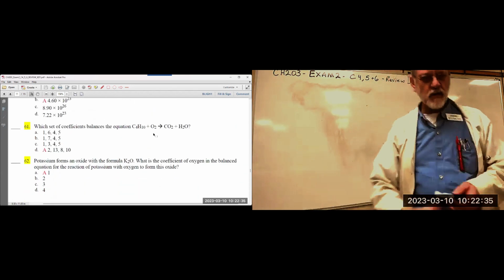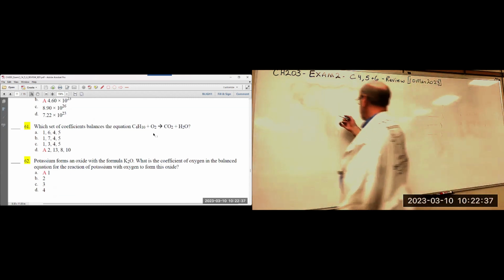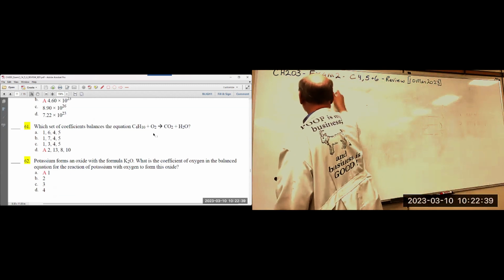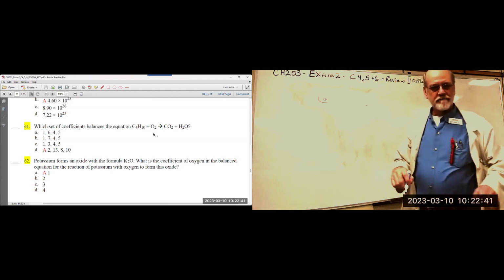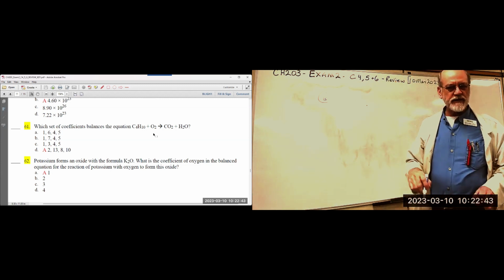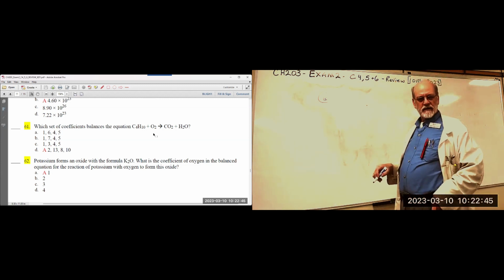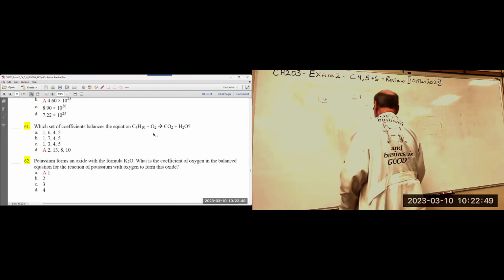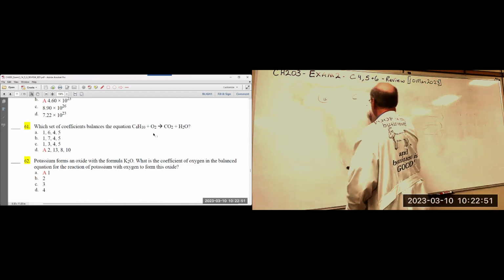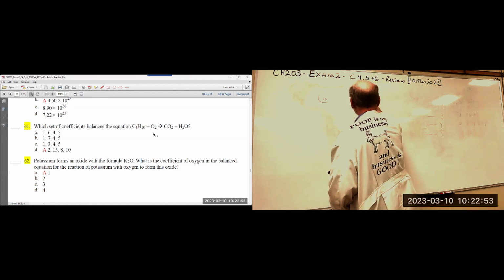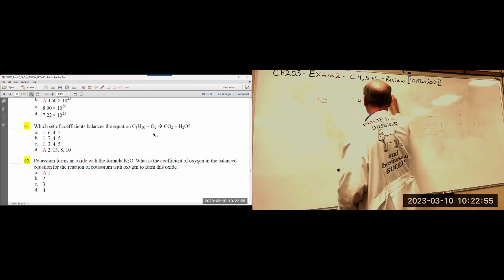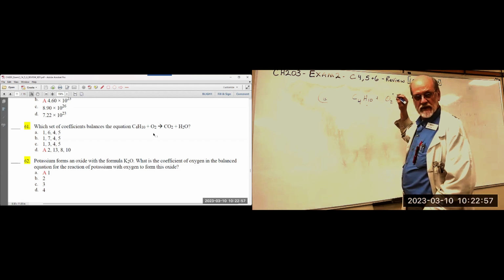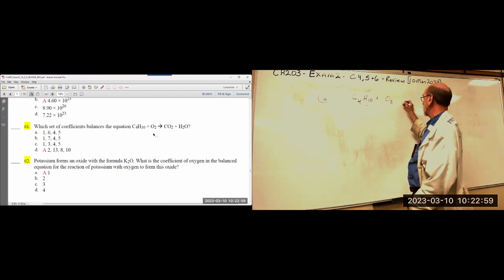Let's see, 61. Oh, we're going to balance an equation now? Which set of coefficients would balance this equation? C4H10 plus oxygen. Yep, we're going to burn butane.